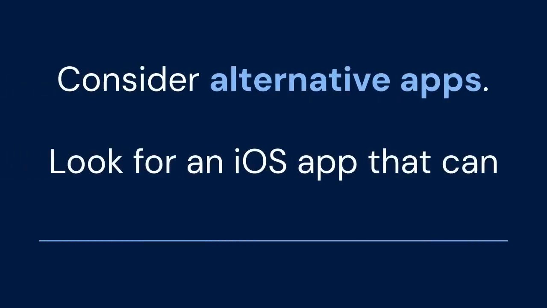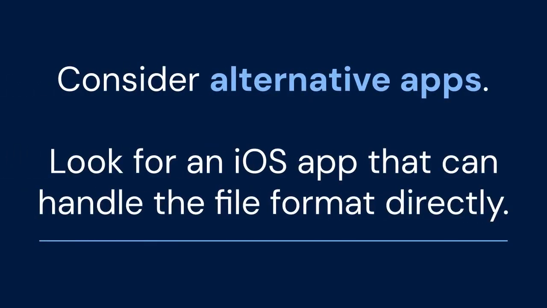Another approach is to consider alternative apps. Often, if you're trying to access a specific type of file within the DMG, there might be an iOS app that can handle the file format directly. For example, if the DMG contains a PDF document, you can use a PDF Reader app on your iPhone.